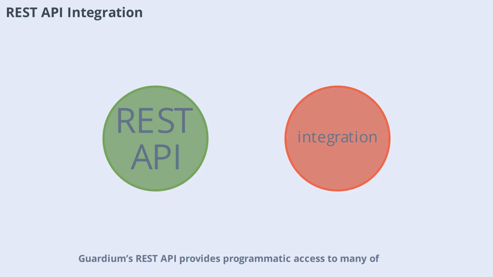Guardium's REST API provides programmatic access to many of the same functions available in the CLI and UI. This enables integration with other systems, automation of workflows, and support for custom applications. REST API endpoints cover catalog entries, data sources, groups, roles, and more.